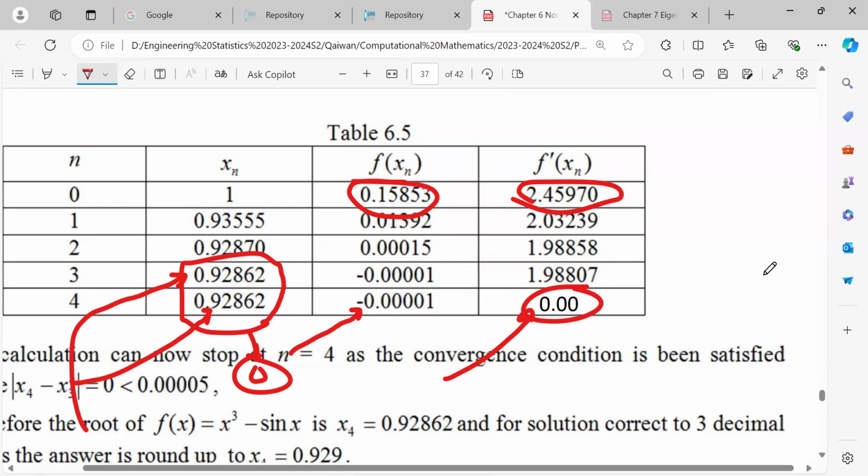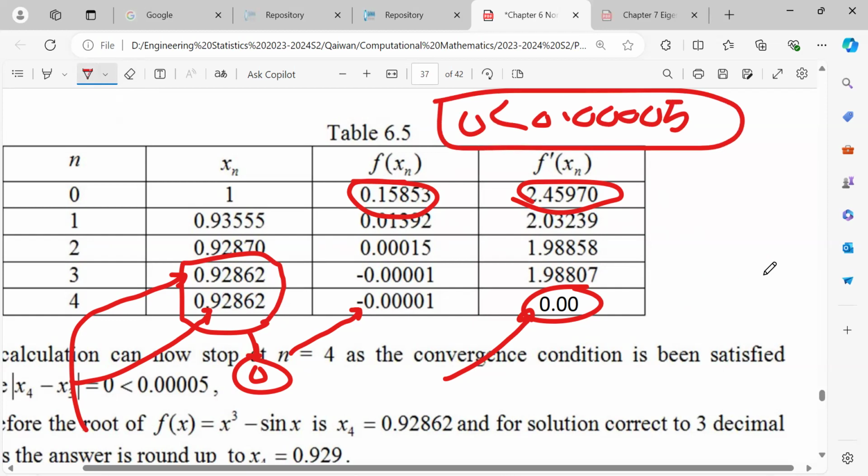It is the solution. The difference between these two, both are the same. Their difference is 0. It's less than 0.45. Of course. Is 0 less than 0.45? Can you say 0 is less than 0.45? It's true. Of course, it's true. 0 is less than that value. It's a positive value. All the positive values are greater than 0. So this is true. We stop here.